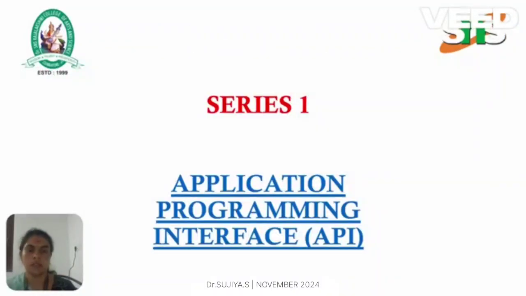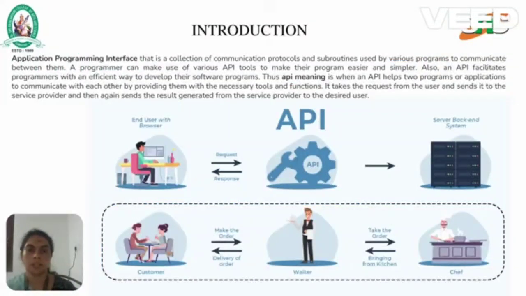Here in series 1 video, I'm going to discuss the application program interface, that is API. So application programming interface is a collection of communication protocols and subroutines used by various programs to communicate between a client and a server. A program can make use of various API tools to make their programs easier and simpler. Also, an API provides programmers with an efficient way to develop their software programs.